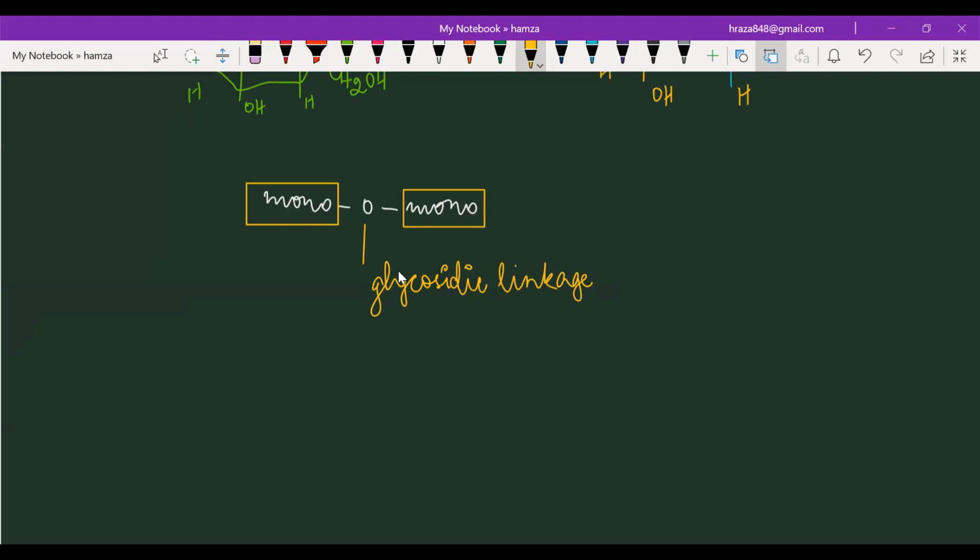And the glycosidic linkage question has been asked many times. Glycosidic linkage is present at C1 and C2. Please write. And then we will go for the structure of maltose.